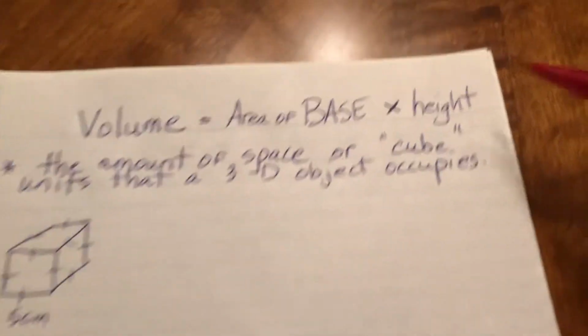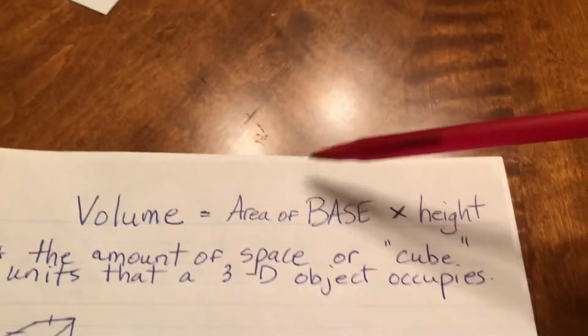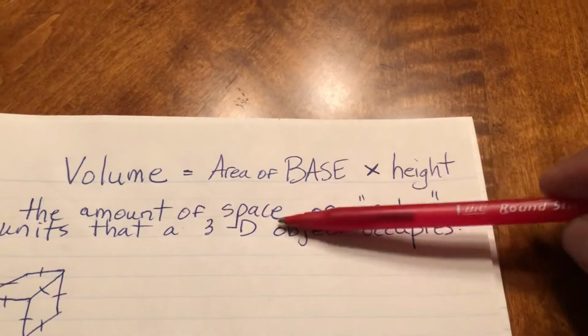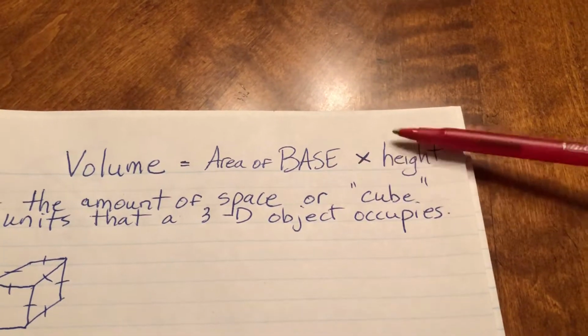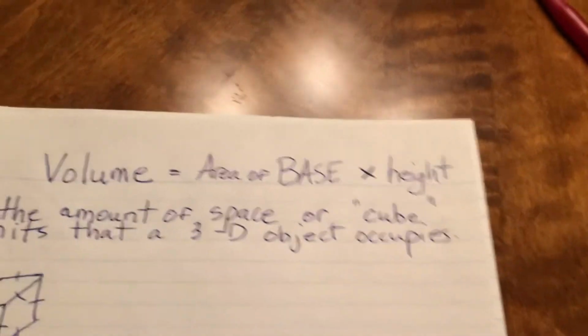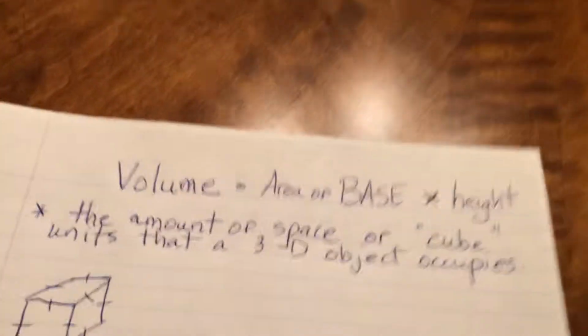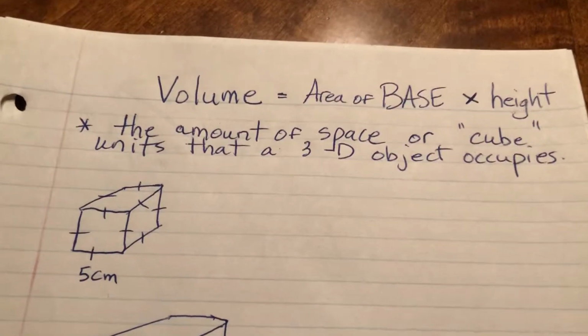So volume is really simple because you have to remember the formula. The basic formula is area of the base times the height. So before I even start, I'm going to highlight what is the base of each shape. What is the base of each shape? And then I'm going to highlight them yellow.